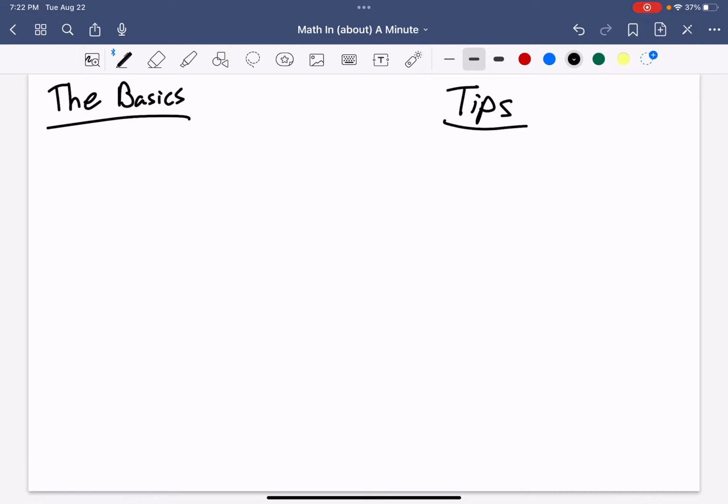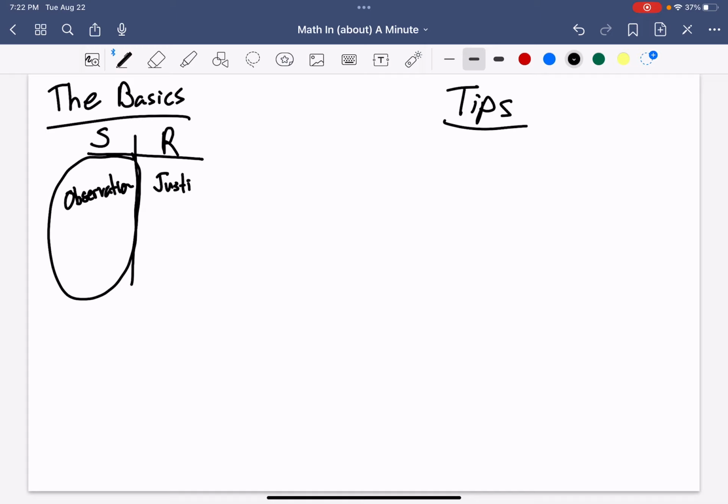First things first, when we're talking about proofs, we're usually looking at what's called a two-column proof, where you're going to put statements, that's what the S stands for, here on the left, and then you're going to justify it with a reason. A good way to think about a statement is as an observation that you're making about whatever it is you're trying to prove. And then your reasons are a justification of why it works.